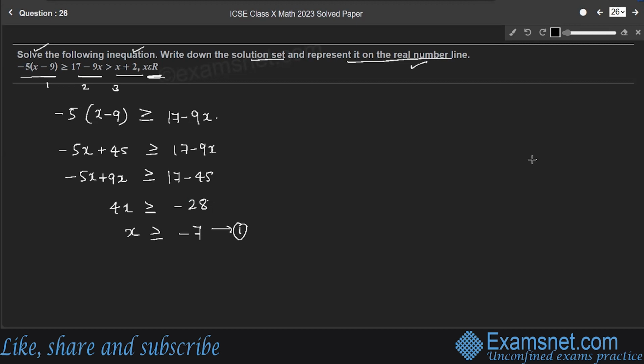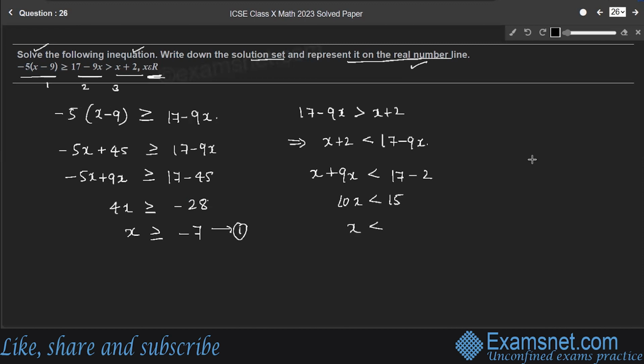So consider the next part. Compare the second and third part, right? So 17 - 9x > x + 2, which means x + 2 < 17 - 9x. We take -9x to the LHS: x + 9x < 17 - 2. Therefore, 10x < 15. So x < 15/10, which is 1.5. Let this be 2.